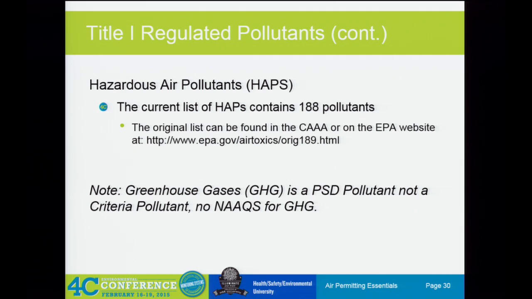Other regulated pollutants include our hazardous air pollutants, also known as HAPs. The current list of HAPs contains 188 pollutants, and for anybody that wants to take a look at what that HAP list is, I've got a website link for you to see the original 189 HAPs. If you go to that link and look up hydrogen sulfide, you'll see a note that says this has been removed from the list. So feel free to go take a look at that if you have some time.